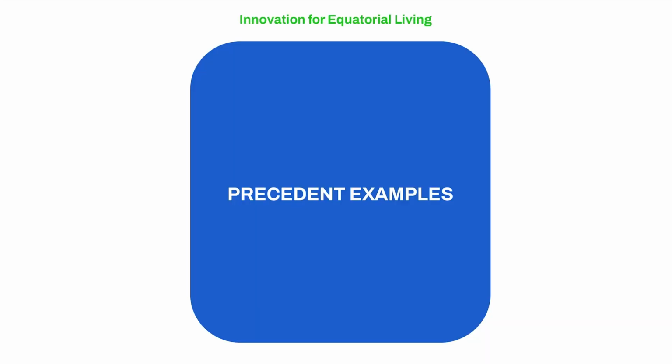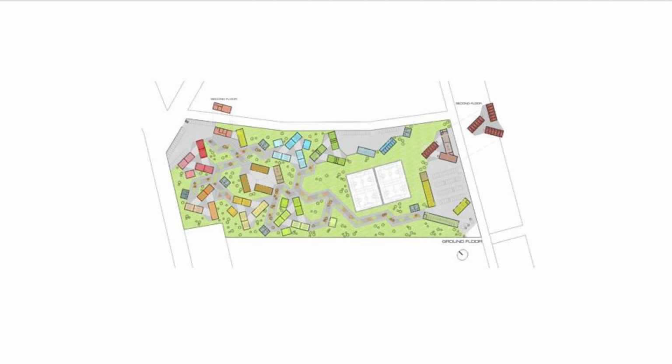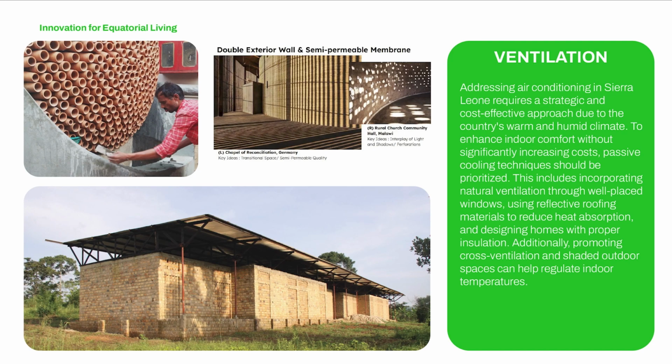Now, let's explore one of our precedent examples. The Malaku Center in Ethiopia uses a fractal hexagonal grid in its master plan, incorporating natural ventilation and solar panels and demonstrating an understanding of climate and vernacular architecture. Addressing air conditioning in Sierra Leone requires a strategic and cost-effective approach due to the warm and humid climate. Passive cooling techniques such as natural ventilation and shaded outdoor spaces are crucial for daily comfort.